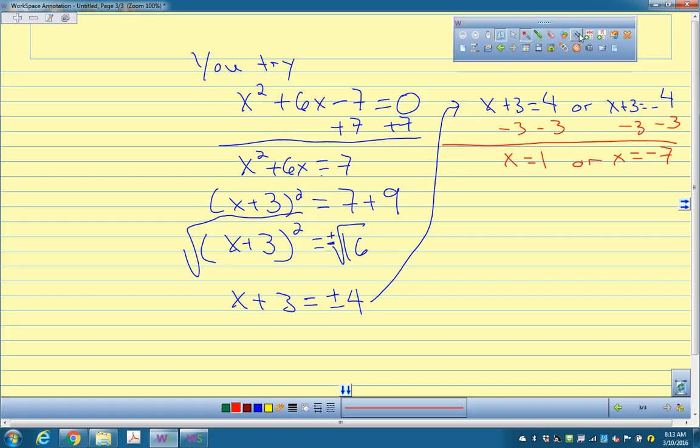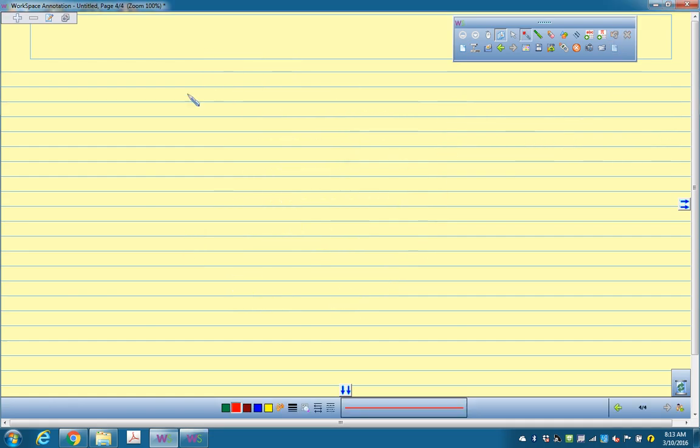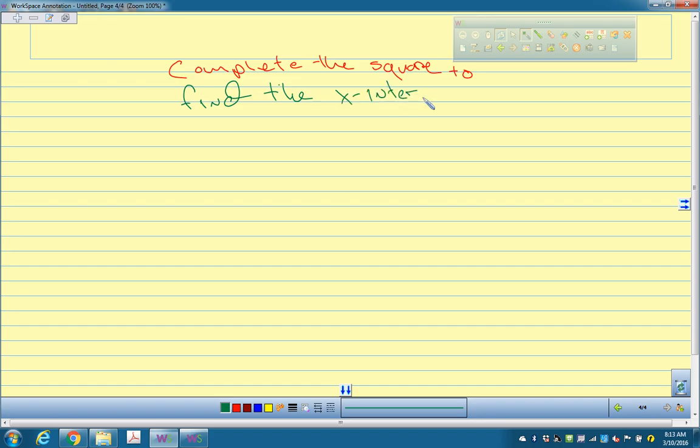Just so you know, you don't have to do this one, but just as another example, I'm going to give you another try. Complete the square to find the x-intercepts of y equals x squared plus 4x plus 1.